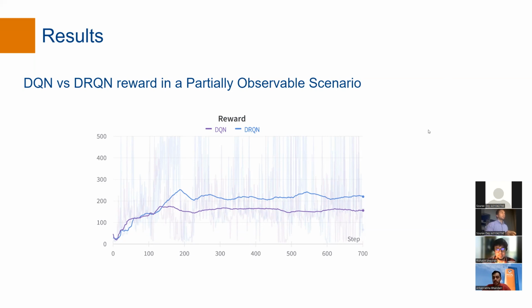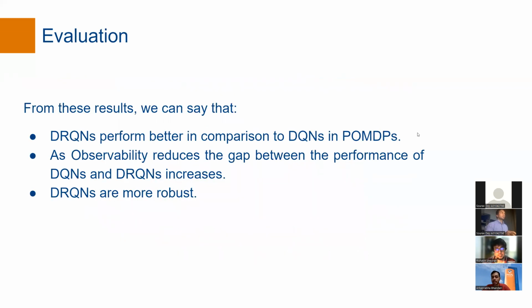This proves that DRQNs do perform better in the case of POMDPs, and our results also show the claim the authors made that in a fully observable scenario, DRQNs and DQNs perform similarly, and as observability goes down, the performance of DQNs reduces. DRQN's performance remains the same, but the performance of DQN goes down. DRQNs hence can be said to be more robust. For the next paper, moving on to Rishabh.